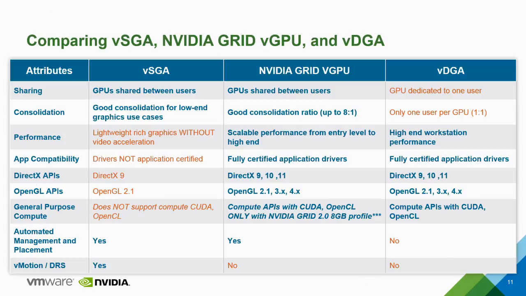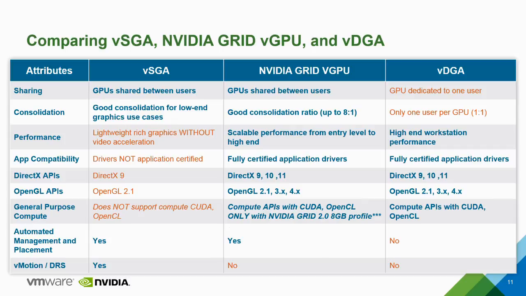vSGA has been great for sharing among multiple users. It's good for lightweight graphics, but it doesn't support all the latest versions of graphics. It only supports DirectX 9 and OpenGL 2.1, which is relatively old, to be honest with you. So if you have applications that are more modern, which is the vast majority of anything with 3D, vSGA is really not going to meet your needs unless you're using things like Office.